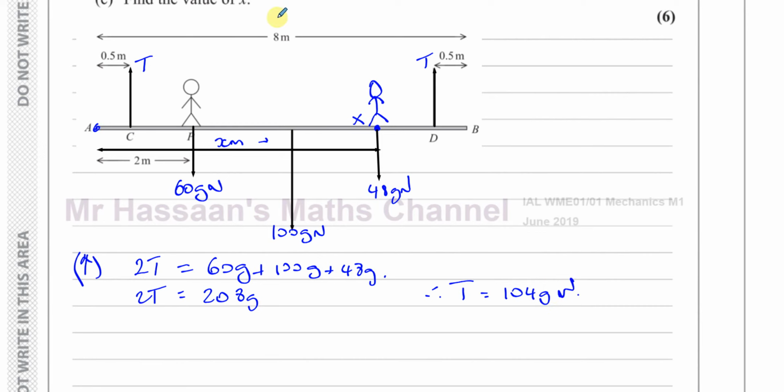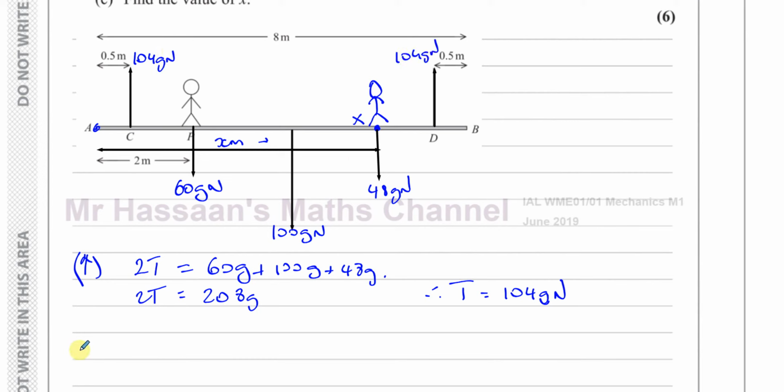Okay, so once we've figured that out, we can then have just one unknown, which is the x. So we figured out what these T's are, so I can just replace them with 104g newtons. That's also 104g newtons.